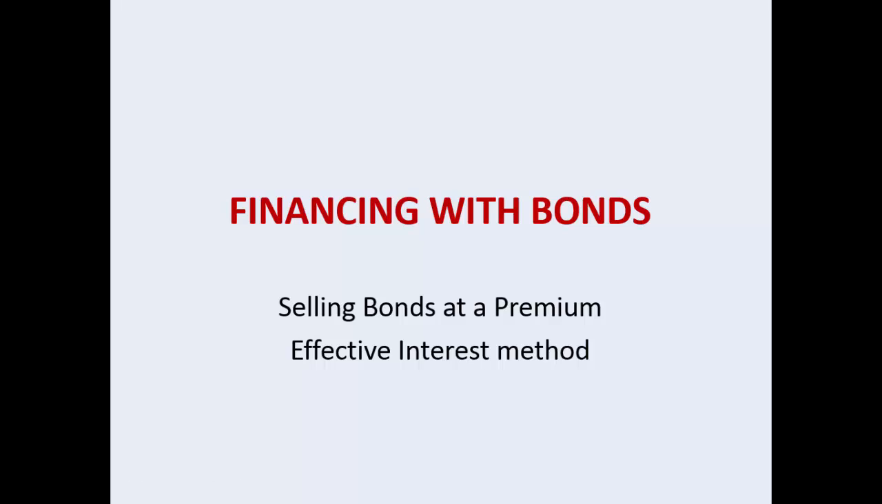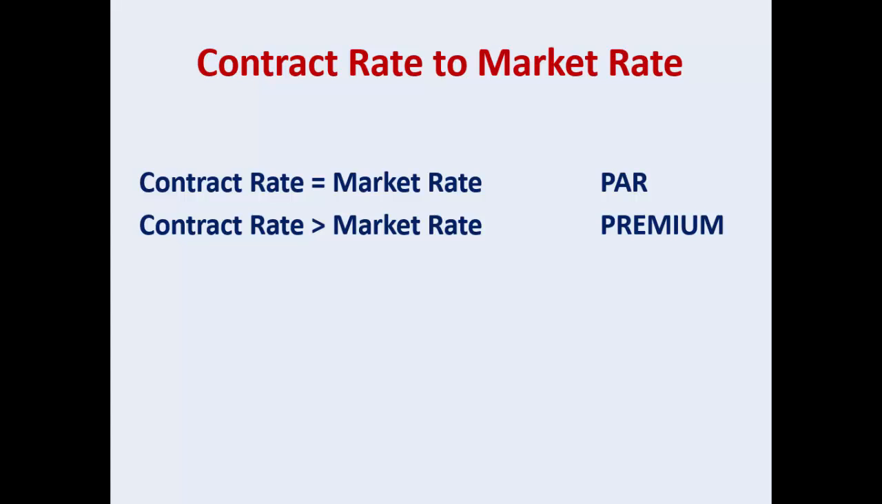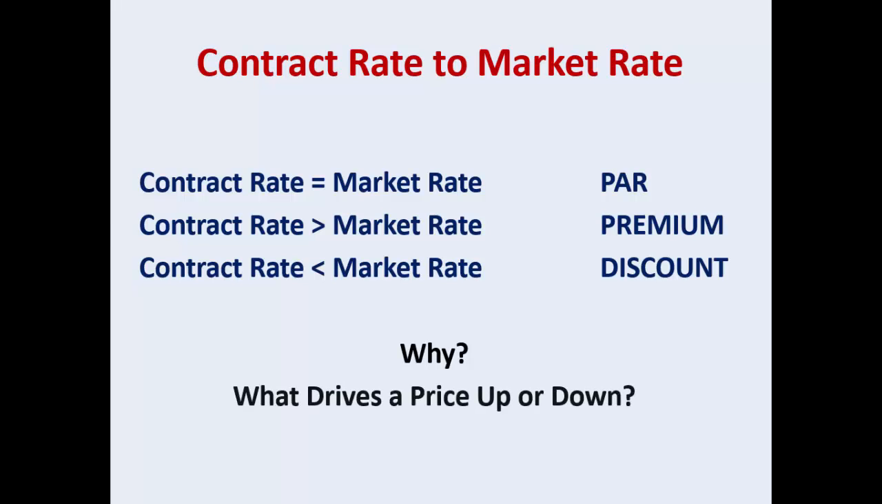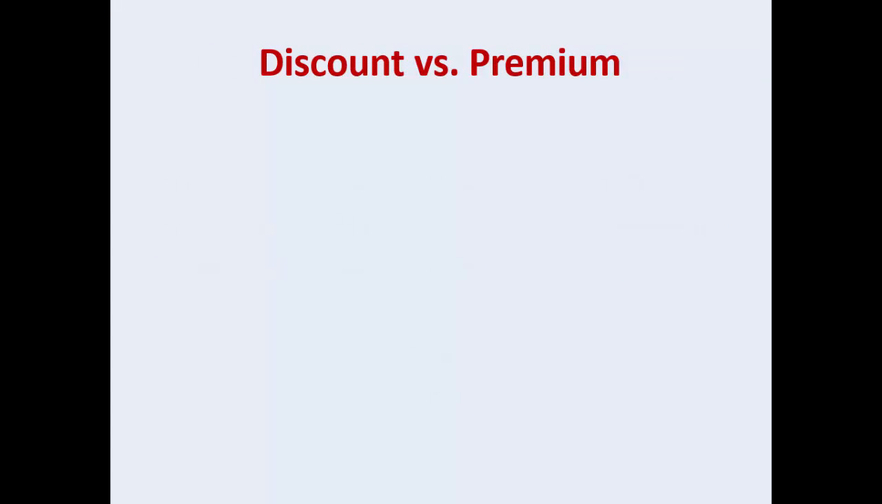Now we're going to look at selling bonds at a premium using the effective interest method, which is the preferred GAAP method. Again, to review, if the contract rate equals market, that means it's sold at par, but if contract is greater, your bond will sell for a premium price, and if contract is lower, it will sell for a discount price. But why? What drives the price up or down?